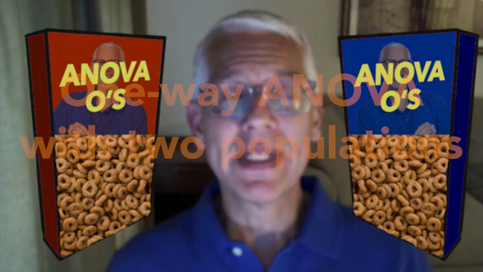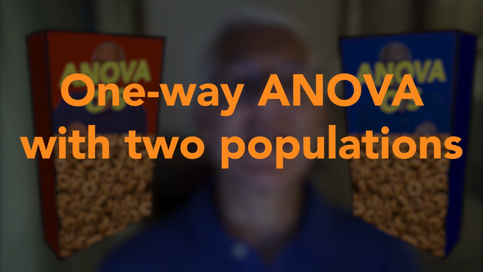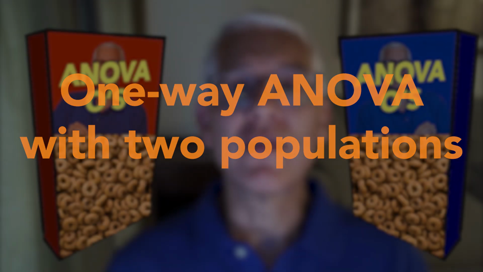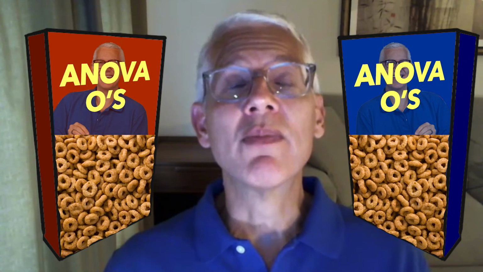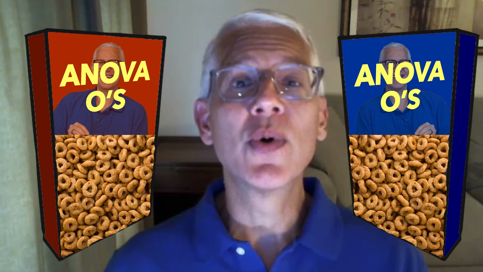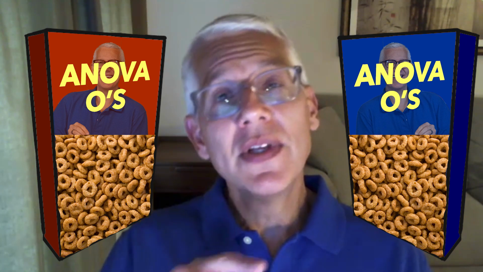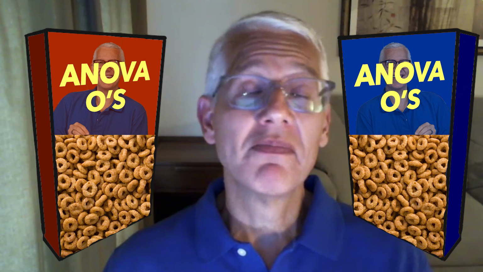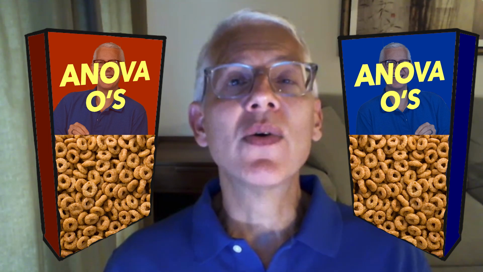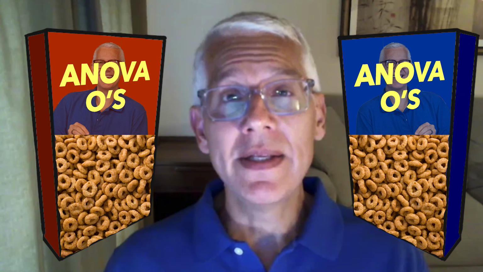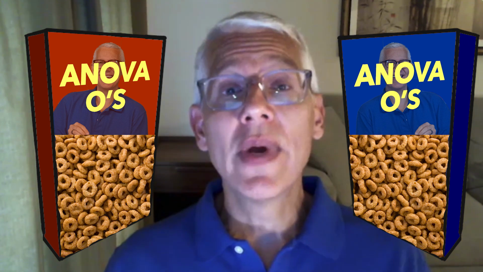To keep things simple today, I'm only going to discuss what's called a one-way ANOVA with two populations. The one-way refers to having only one explanatory or predictor variable. If I use our cereal analogy, our independent or predictor variable is categorical with two levels, the two different manufacturing plants. We could just say plant A and plant B. Our dependent or target variable is continuous. In this case, the weight of the cereal.